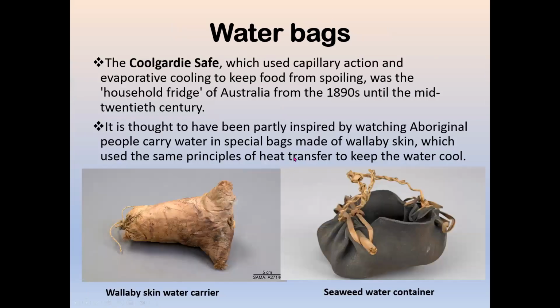Now, the Coolgardie safe, you've heard of the Coolgardie safe, you haven't today. It's an Aboriginal invention, where you had water evaporating, and when water evaporates, it takes heat out of what's inside it. So today, the Coolgardie safe is just a box with a metal mesh frame, and the top had a reservoir, and you had cloth over the top, and the water went down. As the water evaporated on the side, it cooled whatever it was.